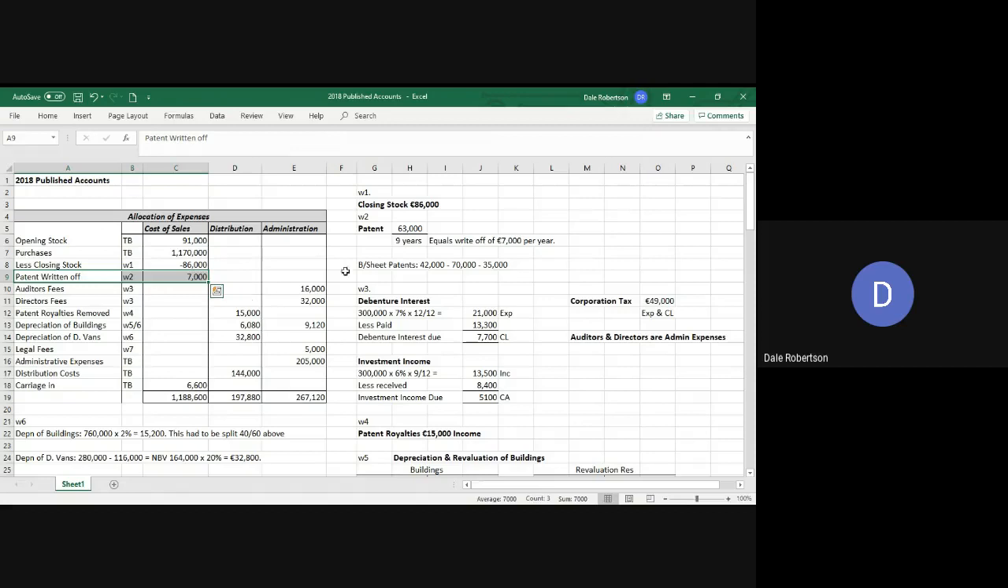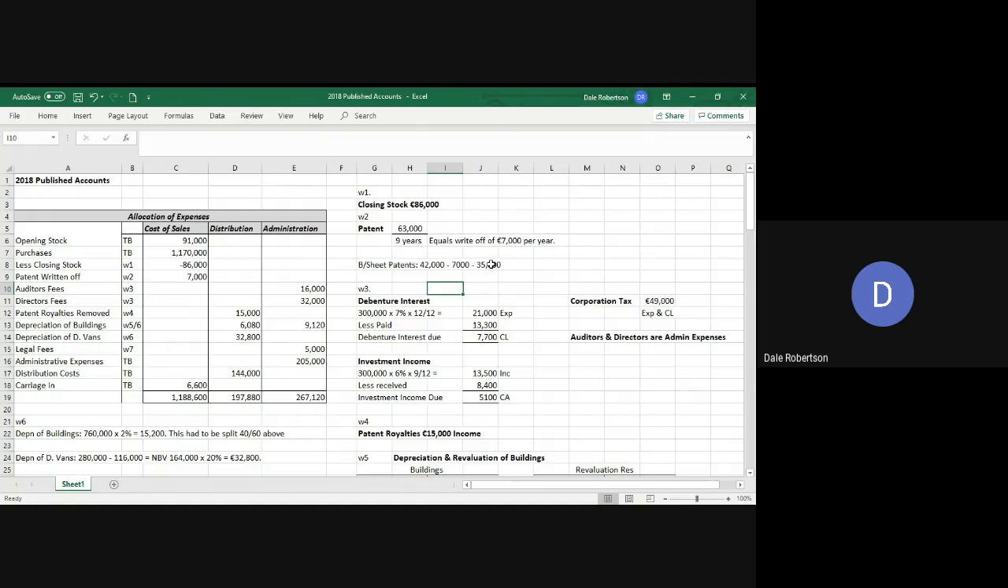And of course, when we get to the balance sheet, you will see in the trial balance there the patent is actually worth 42,000. We're going to take off another 7,000. Sorry, there's actually a misprint there. That should be 7,000. And that's going to give you 35,000 as your intangible fixed asset in this question. And that's all entailed in working number 2.